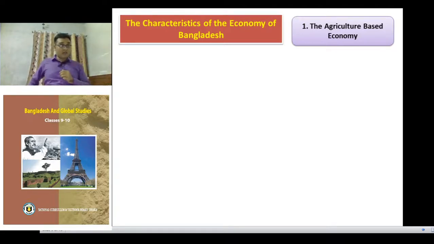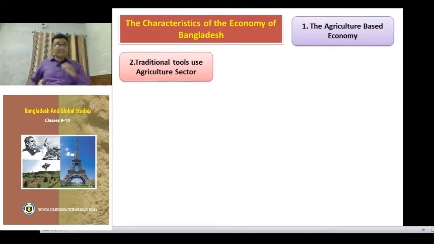Dear students, now I am going to show you the next characteristic, that is the traditional tools used agriculture sectors. Dear students, though Bangladesh is an agriculture country, but we use very traditional tools to grow our crops. So the production of our agriculture goods is very low than the production of agriculture goods of other countries. Okay, so this is one of the characteristics of the economy of Bangladesh.